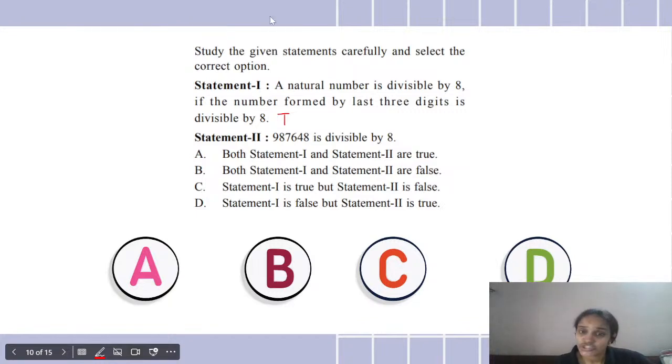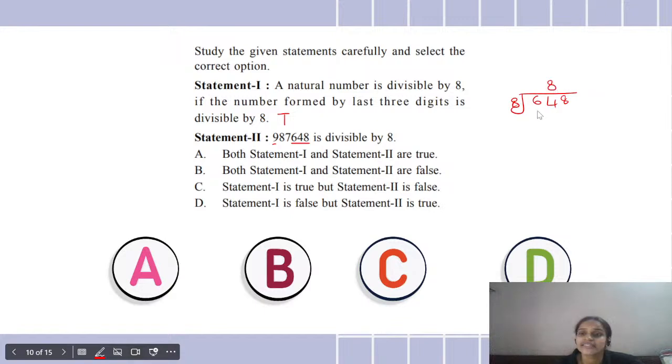So this statement stands true. And now coming to statement 2, here 9,87,648. The last three digits are, as we just saw above, right? The last three digits, if you check, and if it is divisible by 8, then the whole number is divisible by 8. So if I look at 648, 648 is exactly divisible by 8.